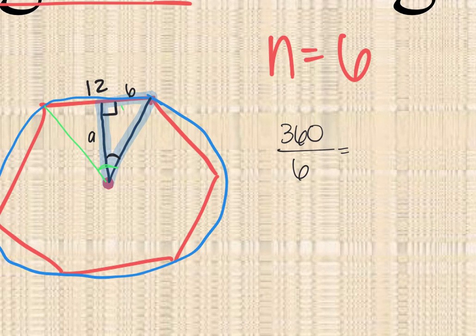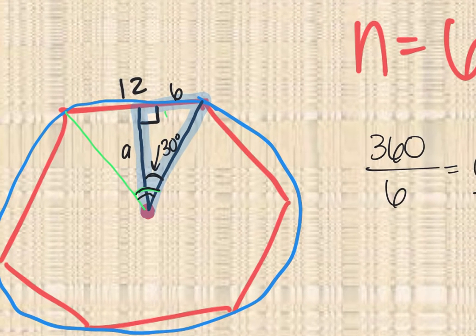360 divided by 6 is 60 degrees, right? So the measure of this whole thing is 60. You guys cool with that? But we're looking for this angle in here. It's going to be 30 because we have to divide that by 2, okay? So divide it by 2 and you get 30 degrees, okay?